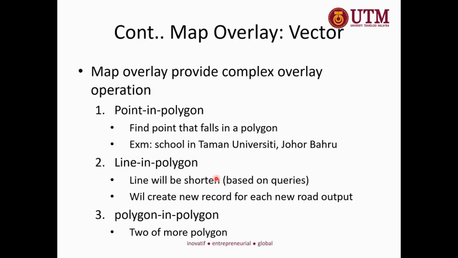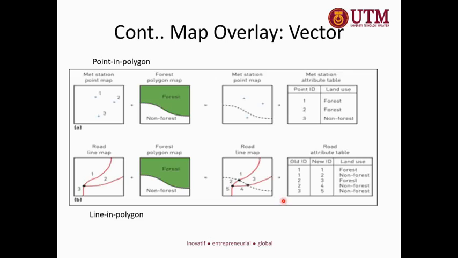Or line in polygon, you want to see how many rivers are inside a certain watershed, or in Johor Bahru district, or in Malaysia. So we can do some line in polygon analysis. And then polygon in polygon, we can combine 2 or more polygons. Right, so we see over here, the first one is point in polygon.